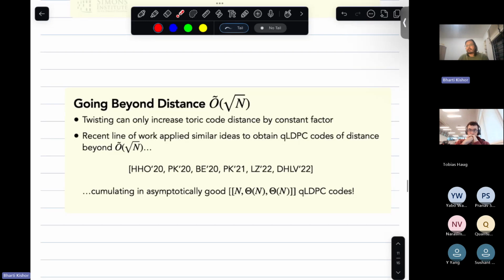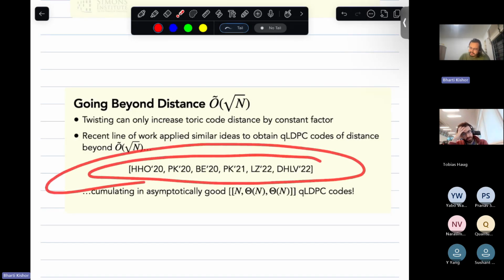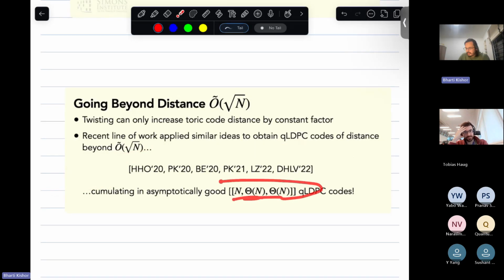And using this kind of twisted products and more complicated product constructions, people managed to get good quantum LDPC codes. So that was a breakthrough development. I think it was first done by Panteleev and Kalachev, and then several people after that did it. So this was a breakthrough.